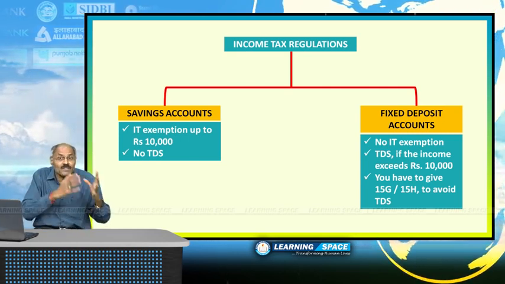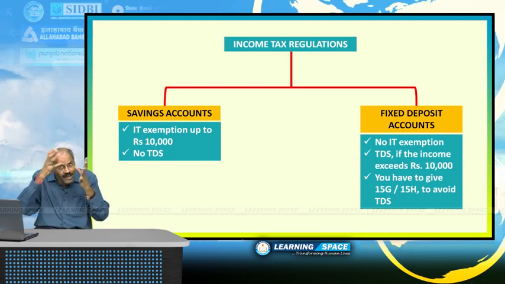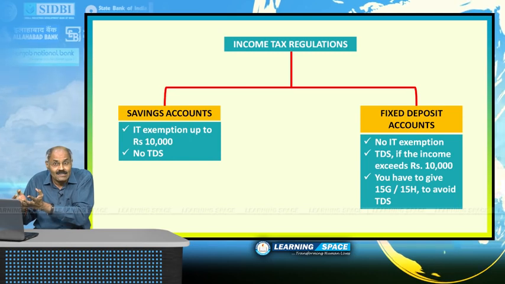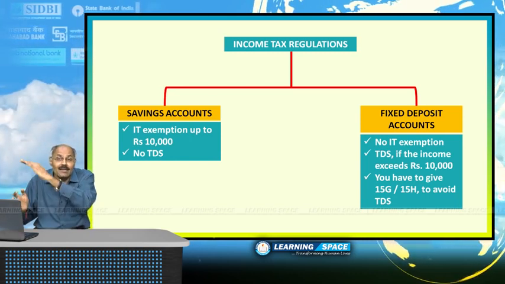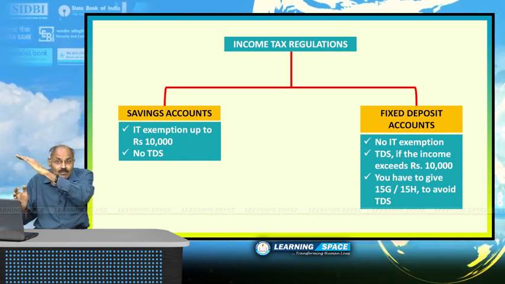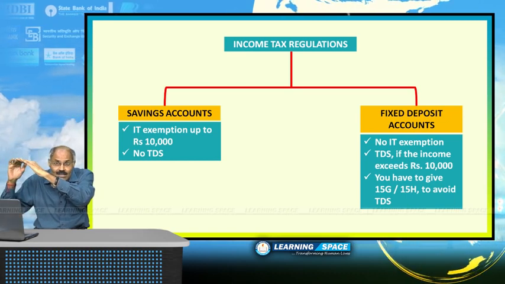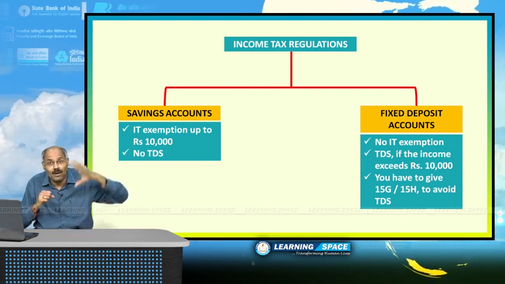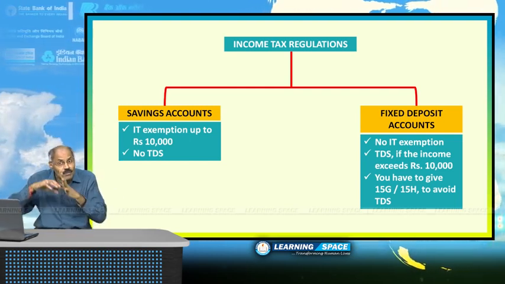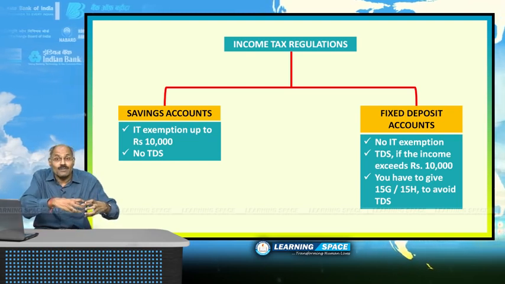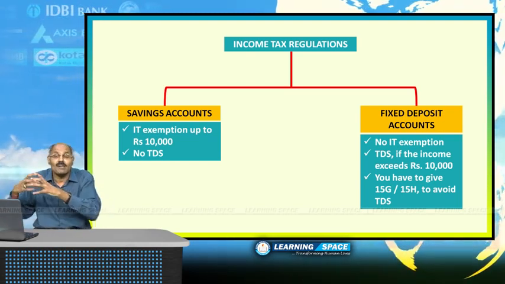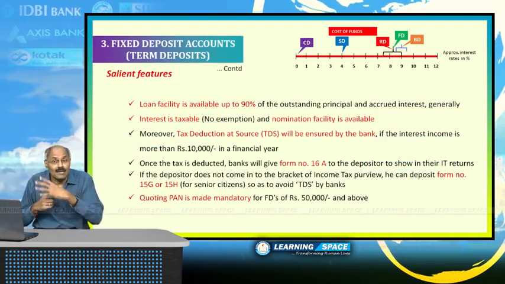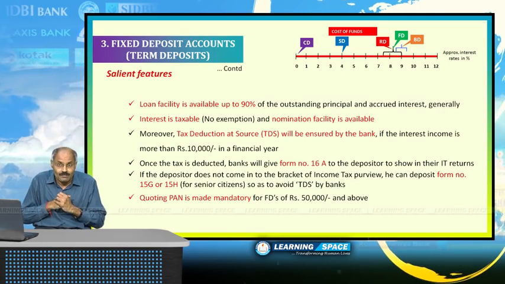If you are not giving 15G, and if you are senior citizen, if you are not giving 15H, they will deduct income tax if your income is more than 10,000 rupees. If your interest is more than 10,000, they will deduct income tax and deposit with income tax department. And if you want to avoid it, you have to give 15G or 15H if you are senior citizen. This is all about income tax regulations with regard to the fixed deposits.